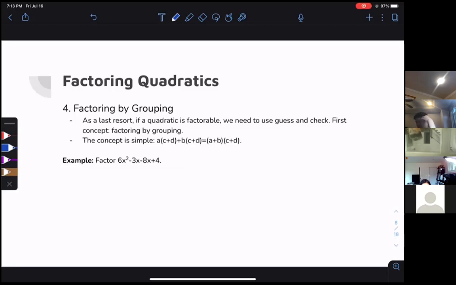It's simple. It's just that a times parentheses c plus d, plus b times parentheses c plus d, is equal to a plus b times c plus d. And here we've already grouped it for you if you look and think about it carefully. Just use this concept to factor this quadratic, and when you're done, you can send me or one of the TAs your answer, your factorization.